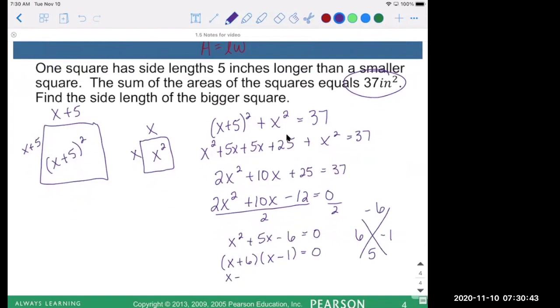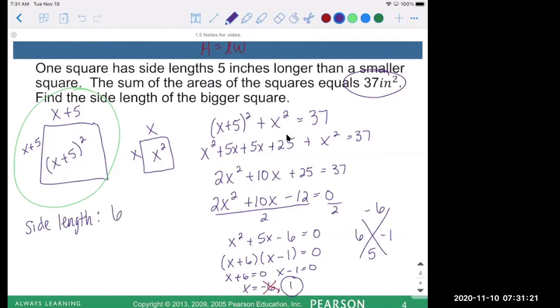Now if I set those each equal to 0 and solve, I'm going to get x equals negative 6 and positive 1. So if we remember what x stands for here, it's the side length of a square. I know that x cannot be negative 6. You can't have a negative side length. So x is 1. Let's go back and read our problem again because it probably doesn't just want x equals 1. The problem says find the side length of the bigger square. So this one was our bigger square. So my side length is 6 inches.